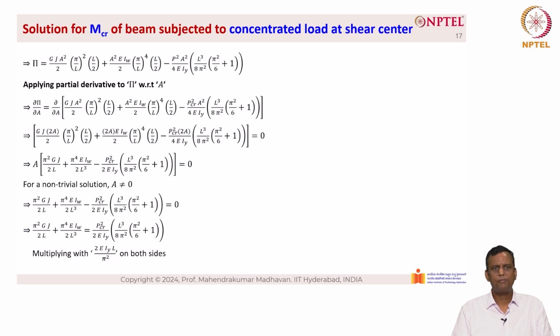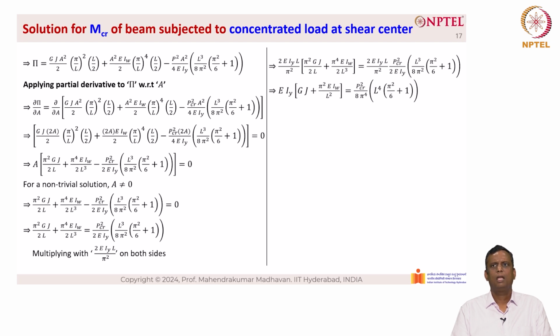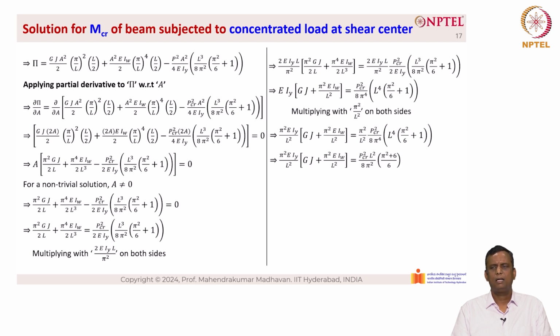So we can simplify this further by multiplying with 2 EIY into L by pi square on both sides. We can simplify this further again by multiplying with pi square by L square on both sides. And further simplification gives rise to this equation as you can see here. And we can take the square on both sides. We can simplify this further and we can represent in the form of P critical into L by 4 the whole square into pi square plus 6 divided by 3 pi square on the right hand side.